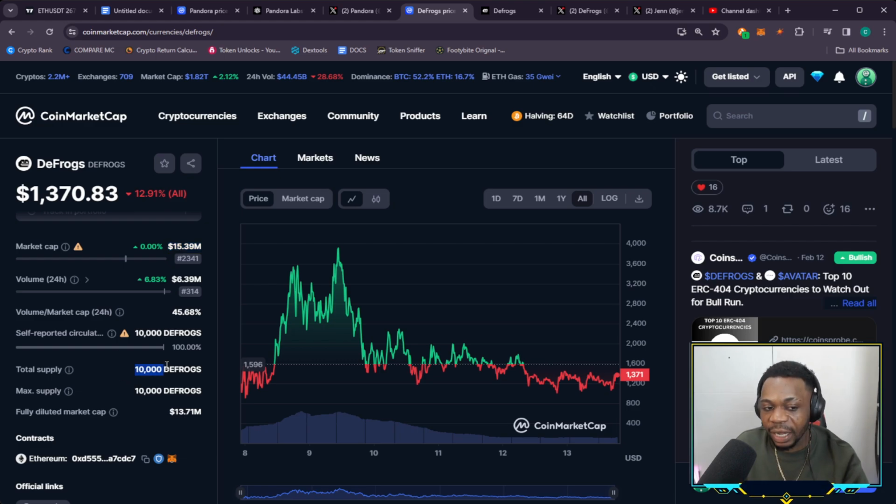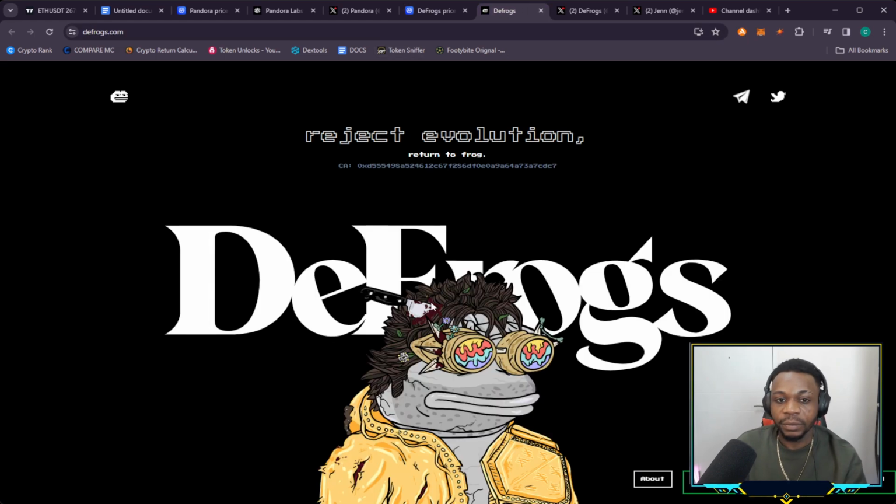DEFROGS also has 10,000 DEFROGS, 10,000 NFTs to be minted, one with each frog. So what is this whole DEFROGS? Same way, like I said, this is an NFT with this frog, like the whole Bored Ape Yacht NFTs.